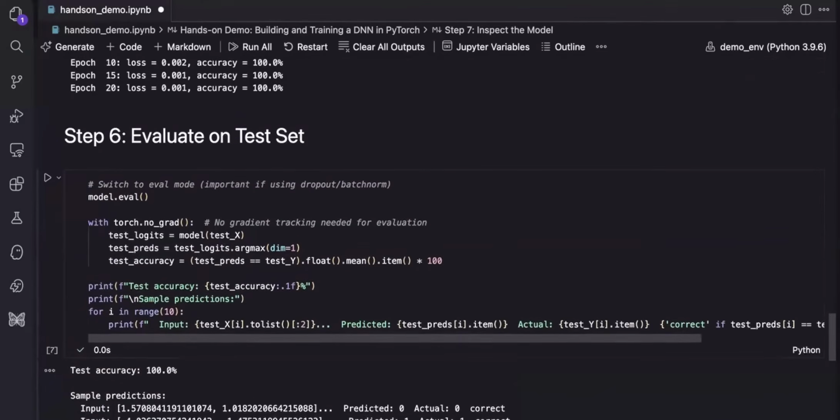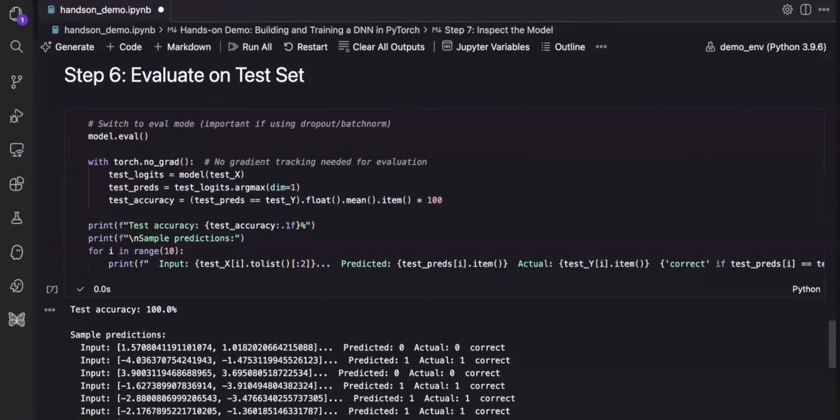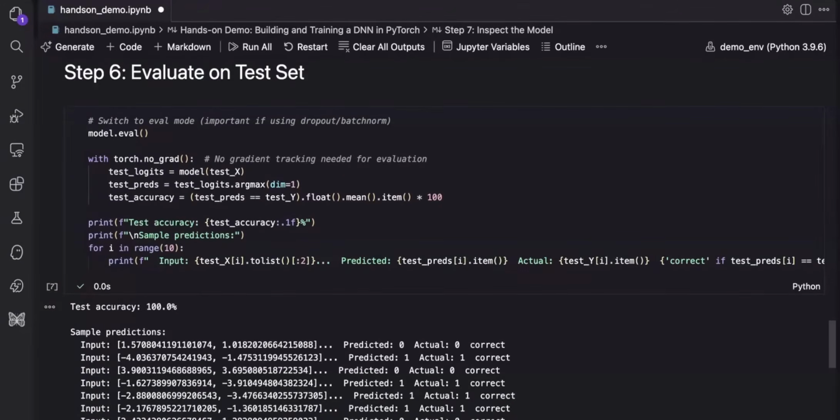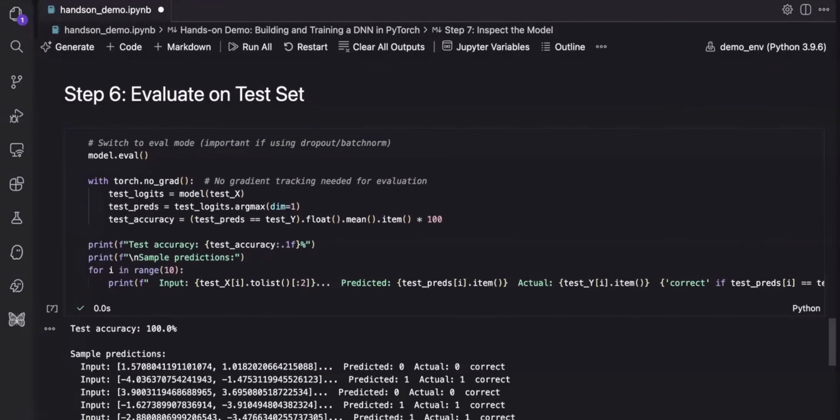Now we check whether the model actually learned something general or just memorized the training data. We have this model.eval, which switches the model to evaluation mode. This turns off dropout if you have it and tells PyTorch not to track gradients. It is a single line, but it is very critical. If you forget it, two things can go wrong. Dropout keeps randomly dropping activations, so your predictions are different every run. And PyTorch keeps building the computation graph for every forward pass, which wastes memory.